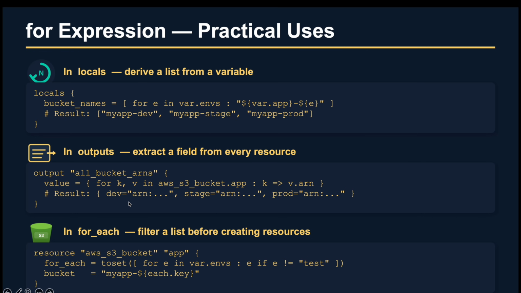Okay. Feeding for each, combining with toset. Remember, for each needs a set or map, not a plain list. You can use a for expression with a filter inside toset to build exactly the set you need. Keep this in mind: the for expression is data transformation, while count and for each are resource creation. They work together, but they do different jobs.